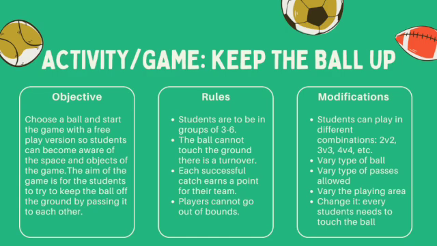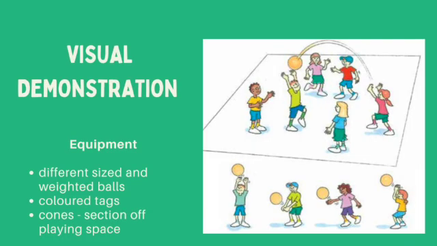Modifications for this game include students playing in different combinations, varying the type of ball they use, varying the type of passes they use, and the teacher changing the rules, such as all students need to touch the ball to earn a point. This is where numeracy aspects come into the game. Equipment needed for this game include different sized and weighted balls, coloured tags, and cones to section off the playing areas.